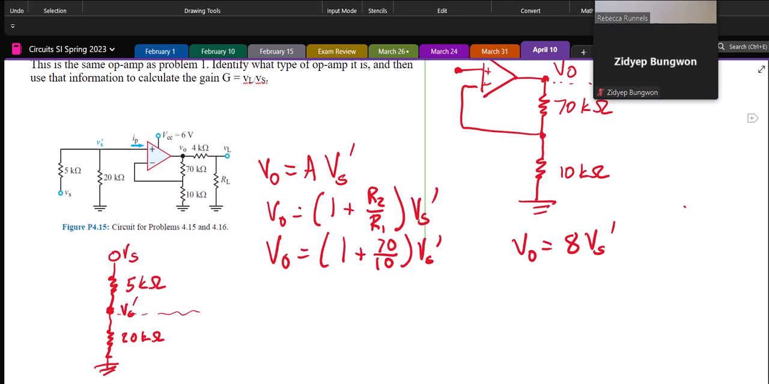We can still find what the voltage is here at this Vs prime. And so we can use voltage division here. So voltage division tells us that Vs prime equals our total voltage, which is Vs, times our resistance from ground to Vs prime, which is 20, over our total resistance, which is 25, or Vs prime equals Vs times 4/5. Now that's the same answer we got last time, we just did it in a different way. Last time I did it with currents. This time I did it with voltage division.